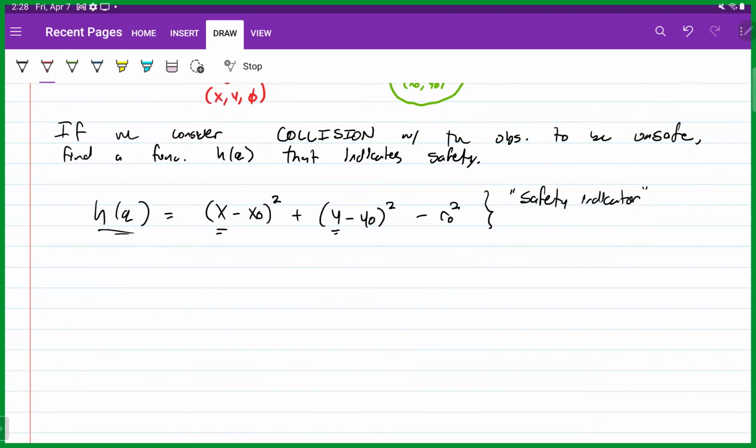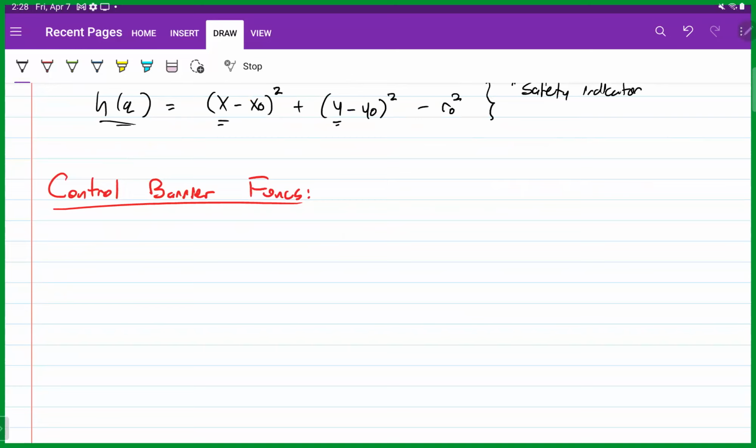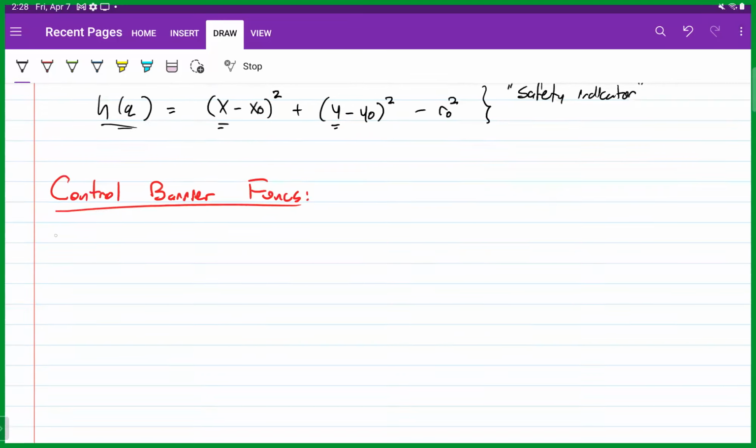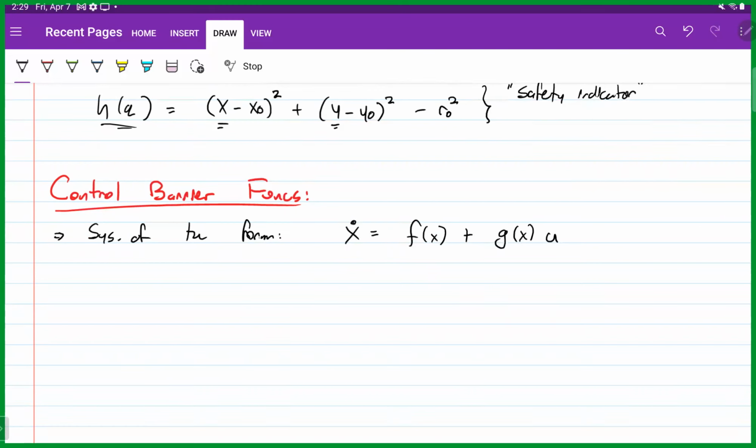Cool. So let's go ahead and start talking about control barrier functions. All right, so we just came up with this function h of q that tells us all about the safety of our system, right? Now what we're going to try and do is apply this h of q safety idea to an actual dynamical system, right? So let's imagine we have a system of the form x dot equals f of x plus g of x times u, where x is our state vector, and then u is our input vector to our system.